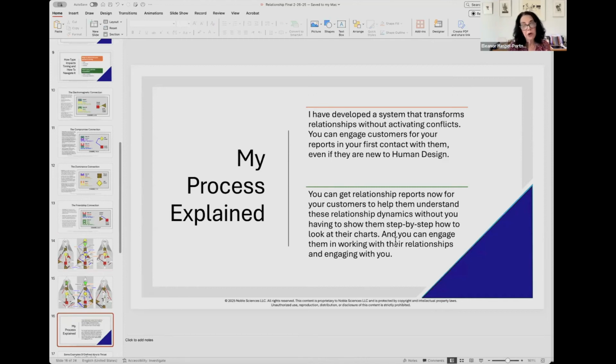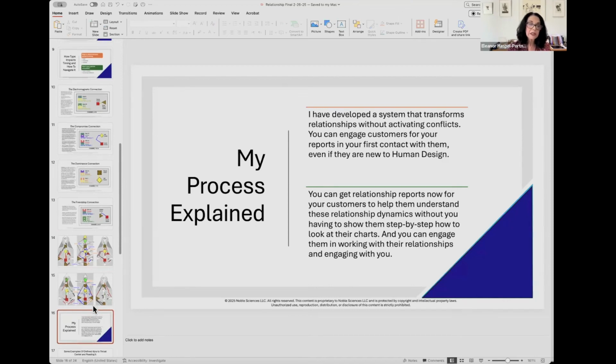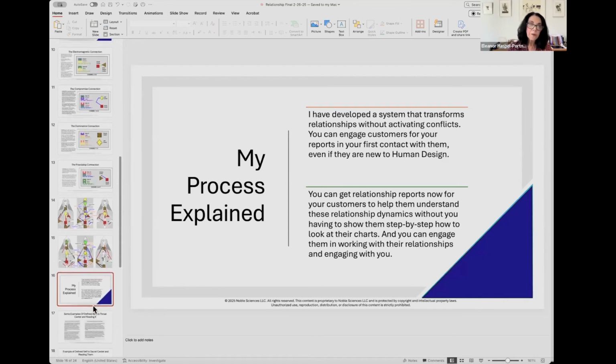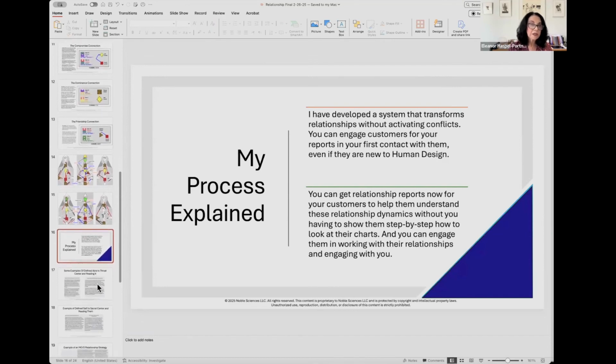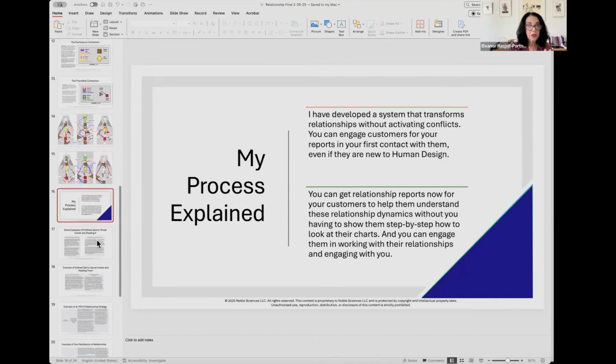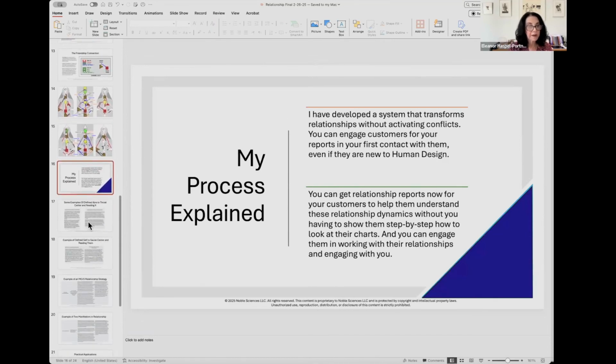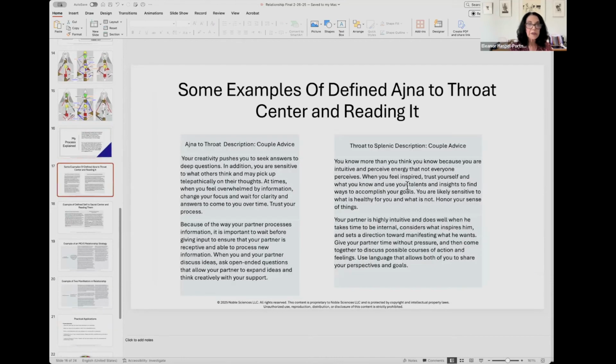And I've explained some of the communication, and you can go back through and study these slides and see what I've said about them. And I put some examples of how I read relationships. So let's say you have the ajna to the throat.